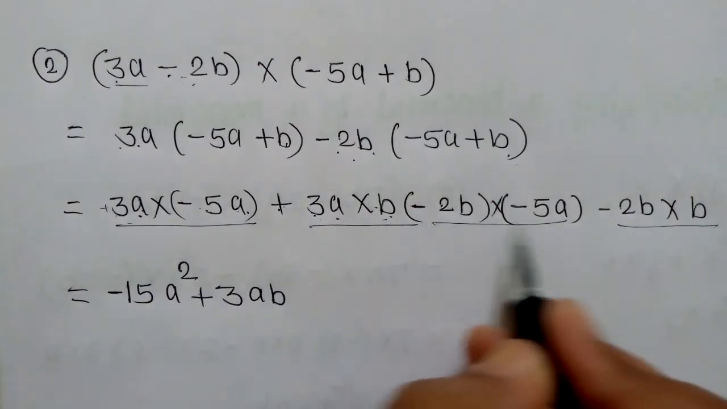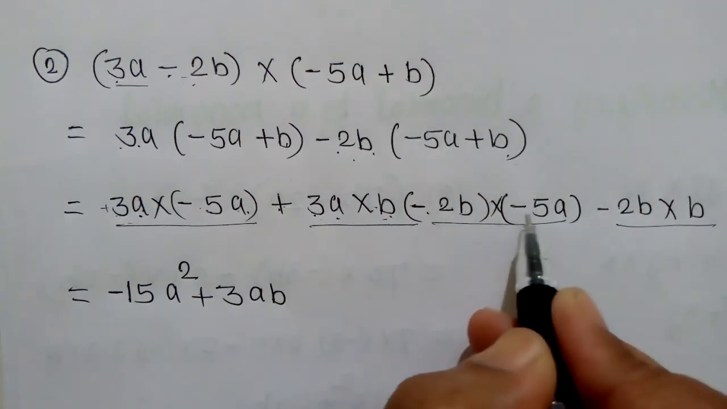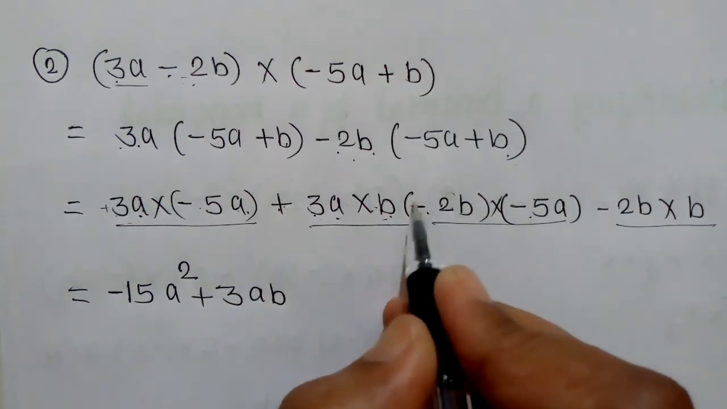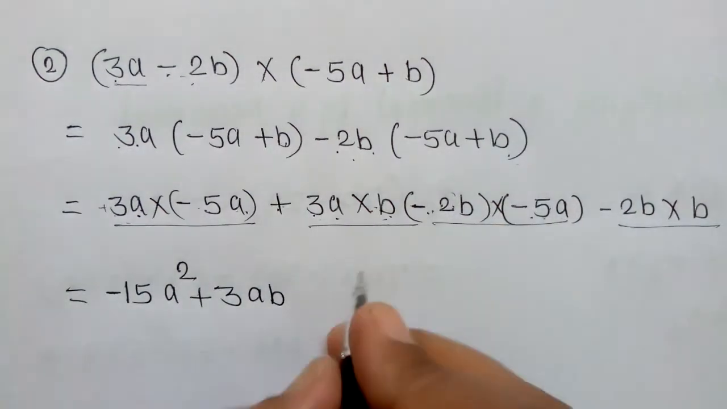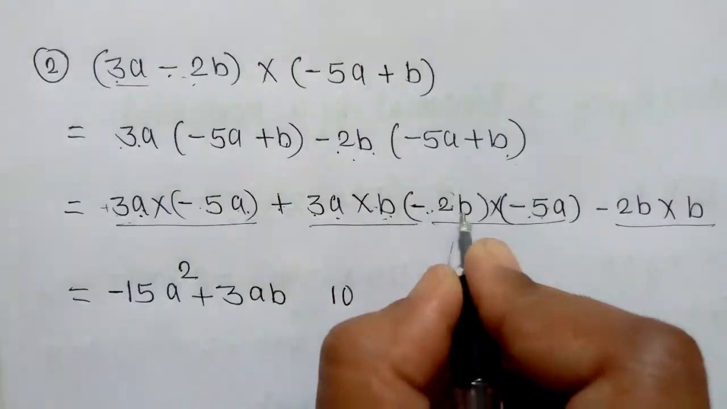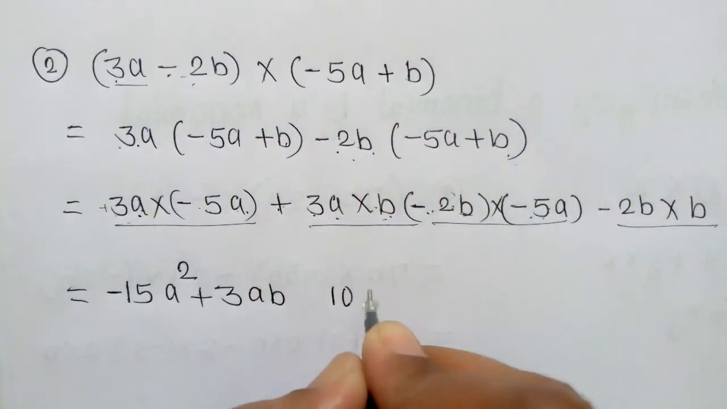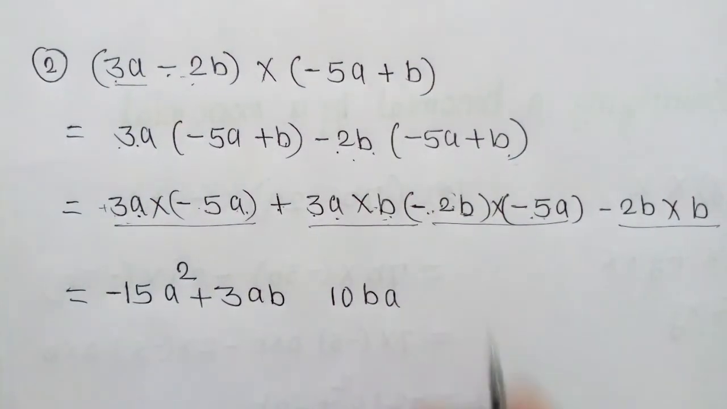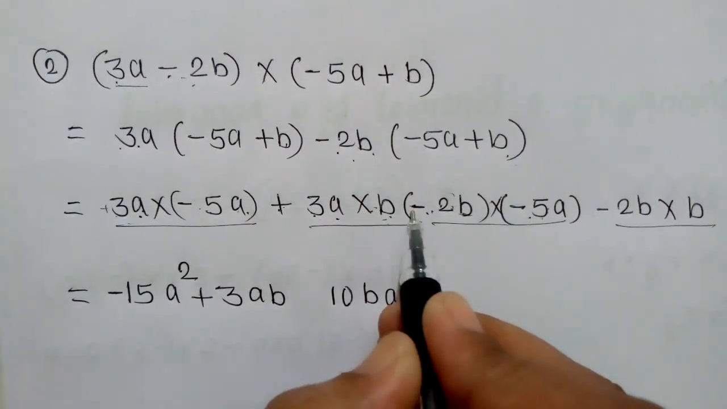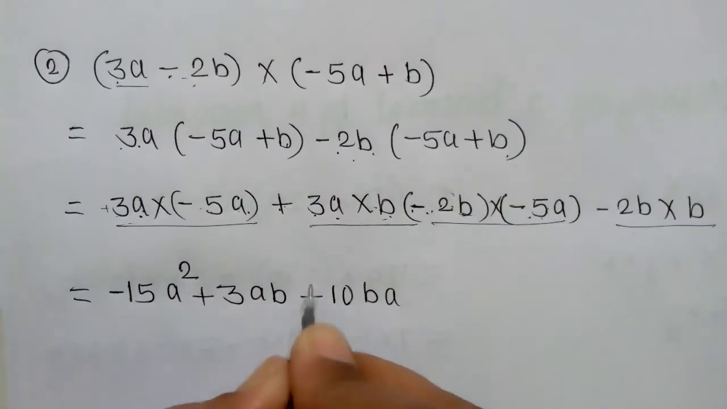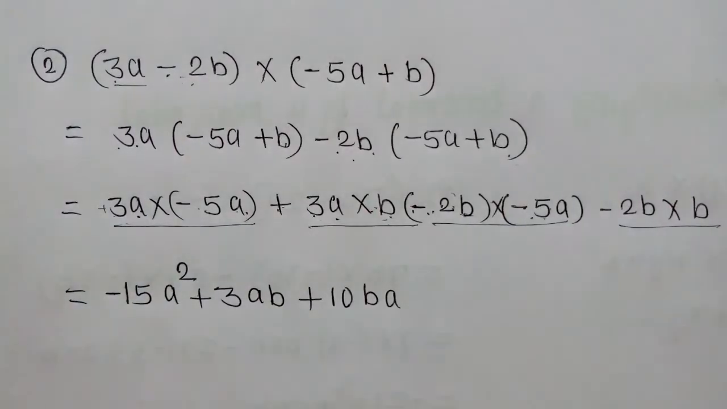Now see this second one. Negative 2b, negative 5a. First we will multiply coefficients. Negative 2, negative 5. So 5 2s are 10. And variables b and a. So it will be ba. Now we will give sign. So what sign will be there? Negative, negative, it will be positive. So here it will be plus sign.